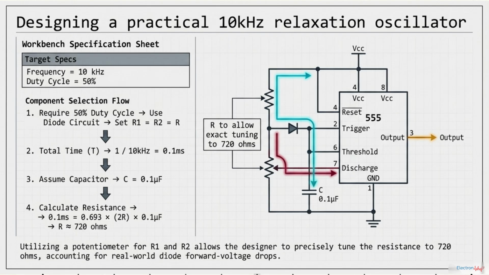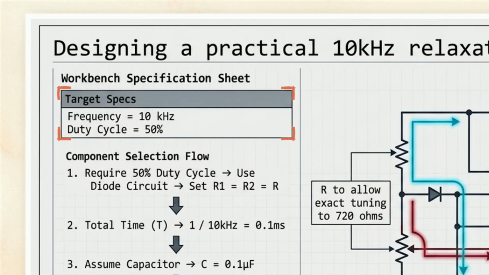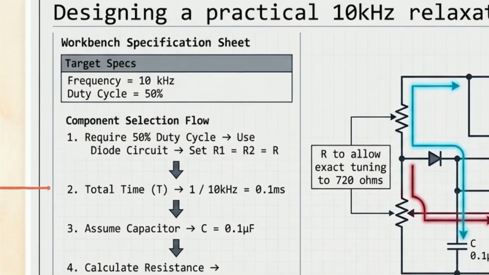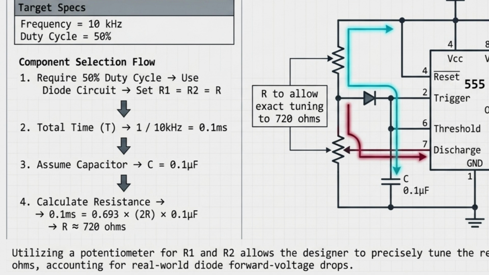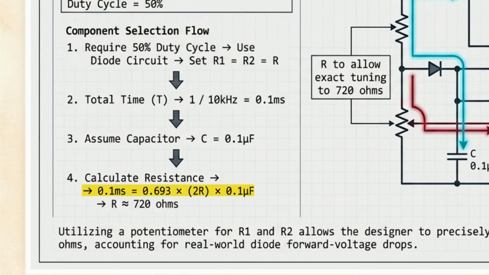This specification sheet outlines a practical target. Design a relaxation oscillator outputting a 10 kHz square wave at 50% duty cycle. We calculate total cycle time by inverting the target frequency. 1 divided by 10,000 Hz equals 0.1 milliseconds. Next, we select a standard, easily accessible capacitor value, 0.1 microfarads, to isolate the final resistance variable. With all other variables known, we run the modified formula to solve for the target resistance, arriving at roughly 720 ohms for both R1 and R2.